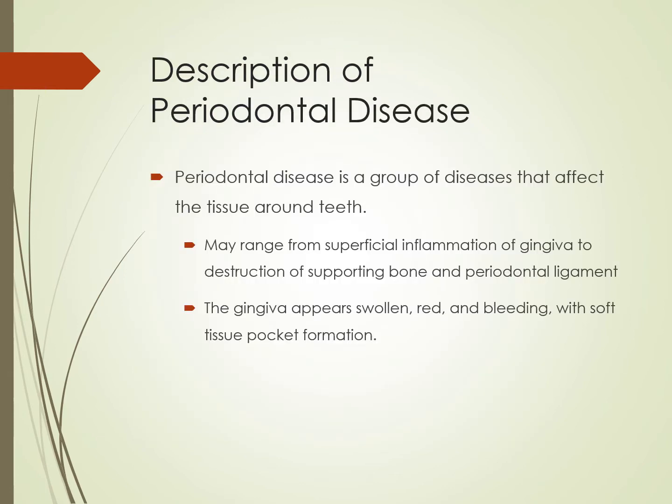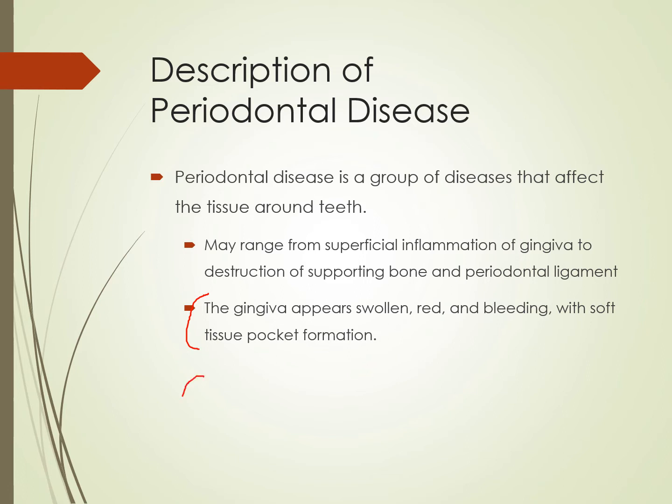Okay, so the description of periodontal disease. Periodontal disease is a group of diseases that affect the tissue around teeth. So it ranges from superficial inflammation, superficial meaning not very deep, right? It's more towards the surface of inflammation of the gingiva, to the destruction of supporting bone and periodontal ligament. The gingiva would appear swollen, red, and bleeding with soft tissue pocket formation. So in gingivitis, we'll talk about the different classifications, but the gingiva does appear swollen, red, or bleeding.